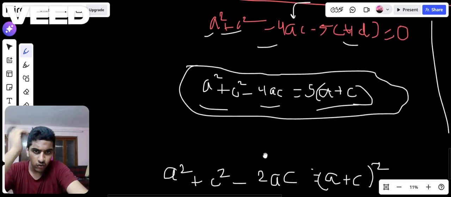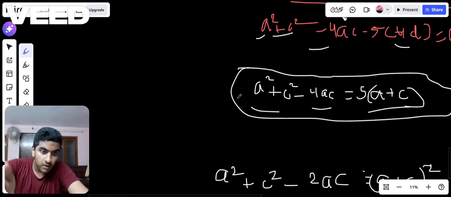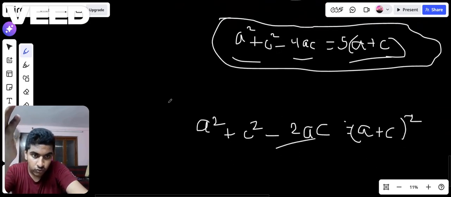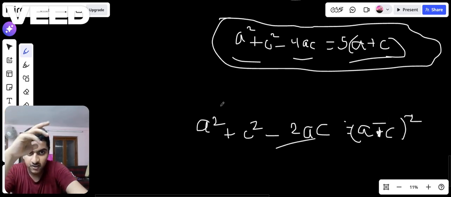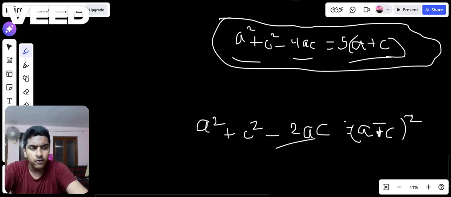So try to make it. We already have a square plus c square, all we need is the minus 2ac term. Sorry, this is a minus c, again I messed up a bit. So that would be a minus c. So we can already create that term of a minus c, right? How can we do so?